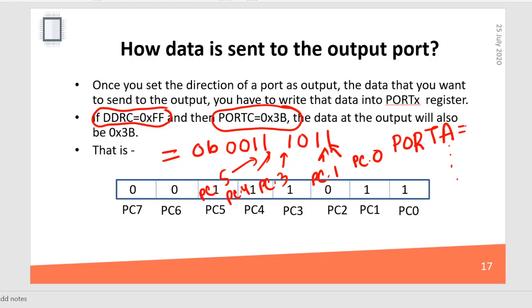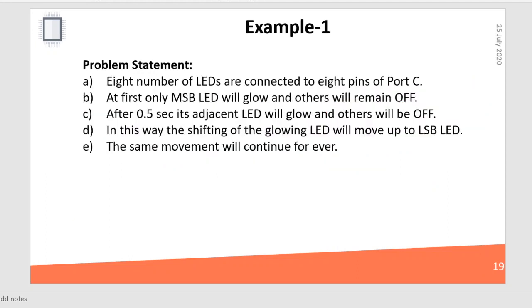If you want to send 5 volt, then you have to write 1. If you want to send nothing, that means 0, you have to write 0. So you can write any binary number or decimal number or hexadecimal number, whatever you want. Now I will show you 2 examples by which you will clearly understand what actually an output port does and how to declare a particular port of a microcontroller as an output port.